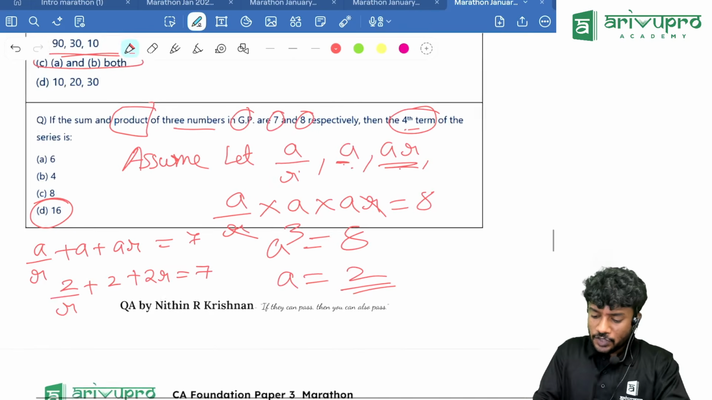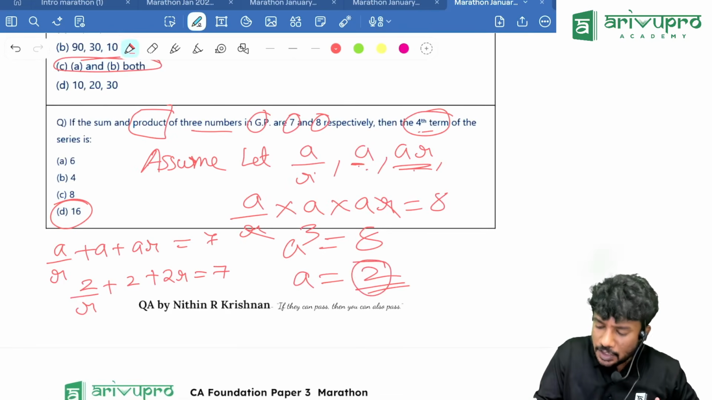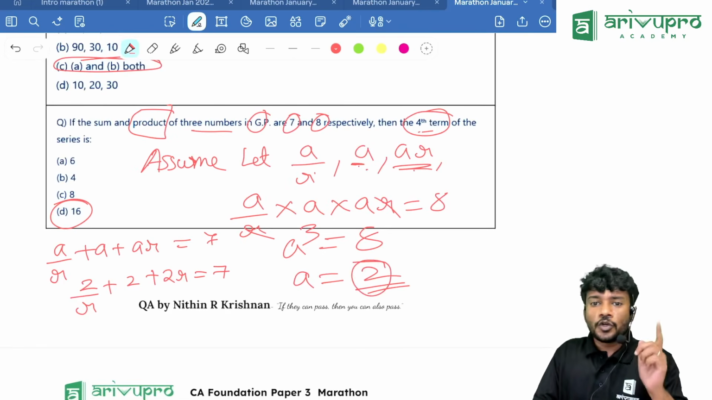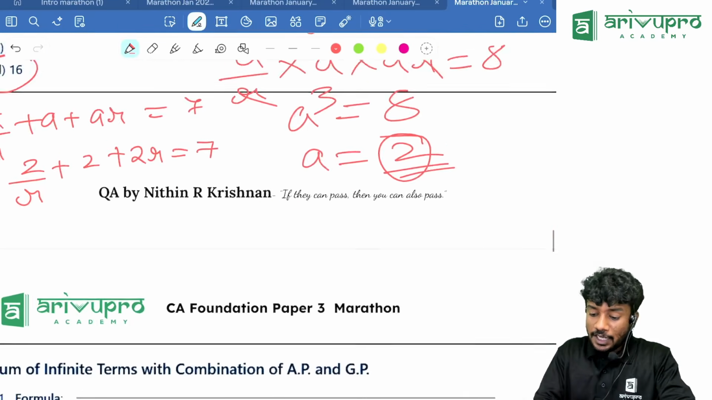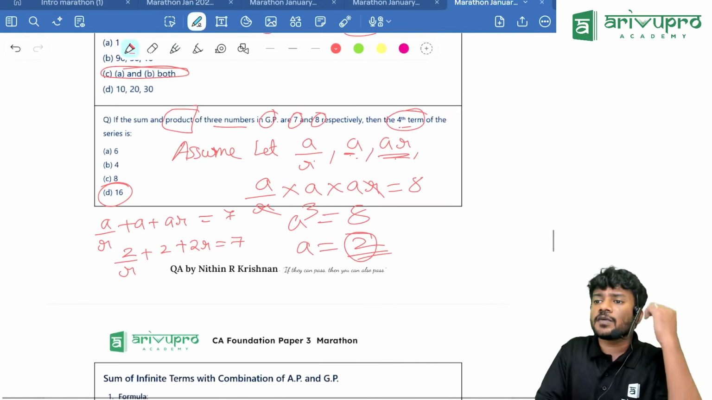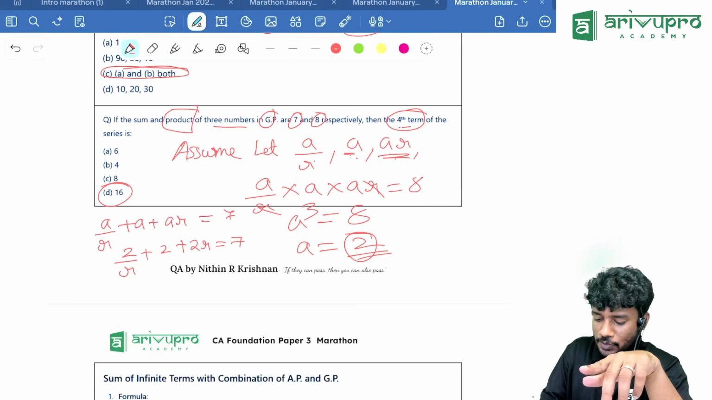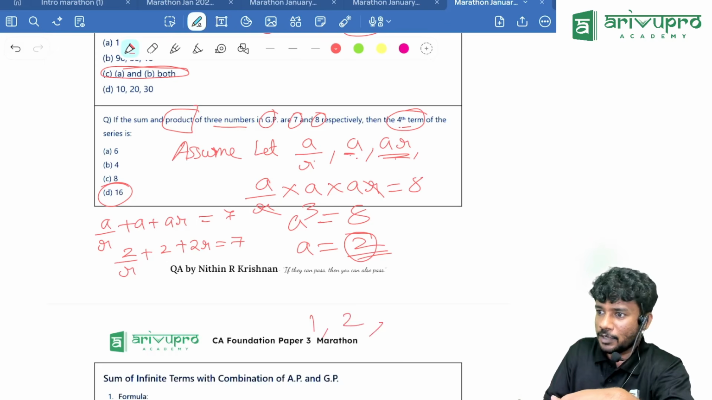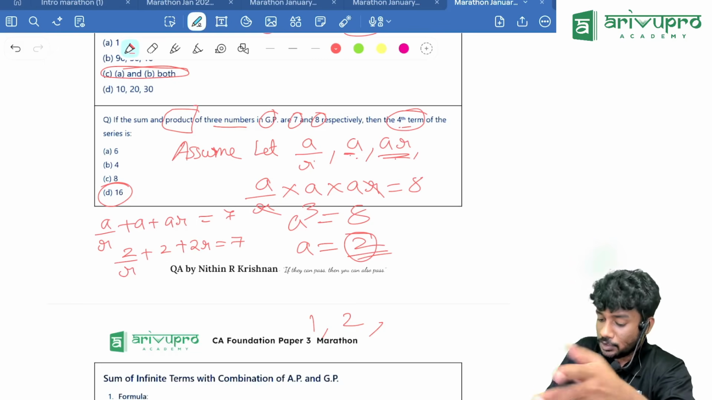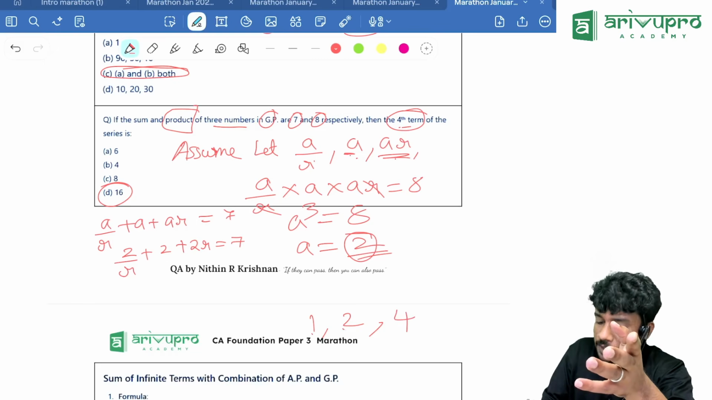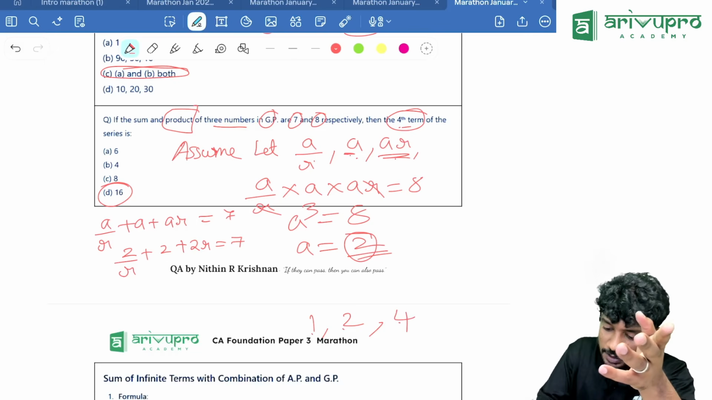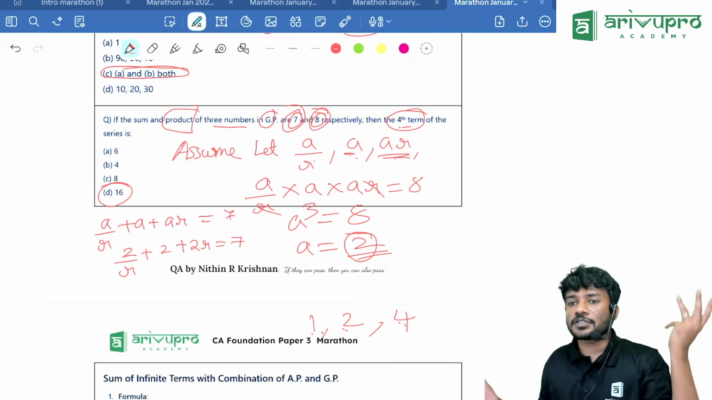That means we already found the A value, which is 2. So the previous value should be how much? Usually, what will become 2? 1 multiplied by 2 will become 2. The next term will be 2 into 2, which is 4. Now you check. 1 plus 2 plus 4 is 7. 1 into 2 into 4 is 8. That means our assumption is correct.